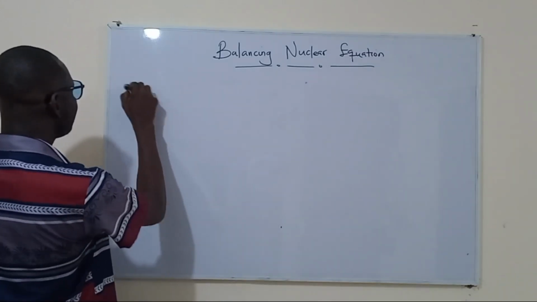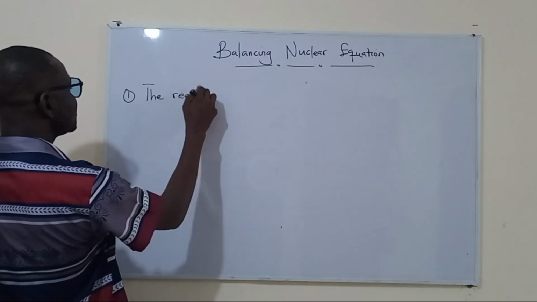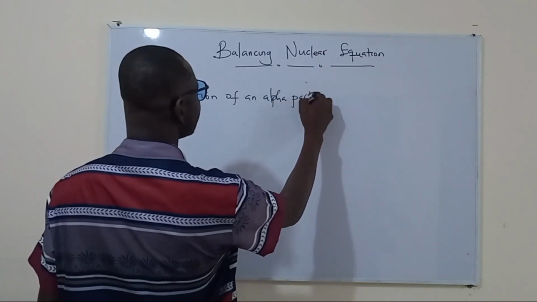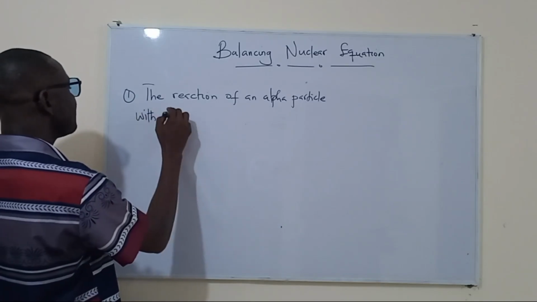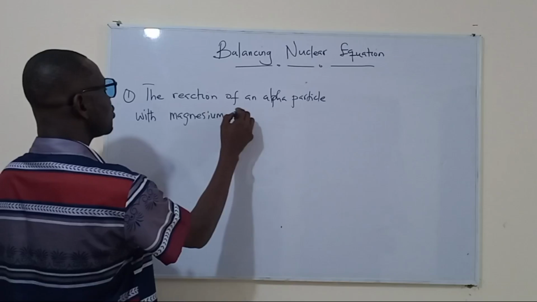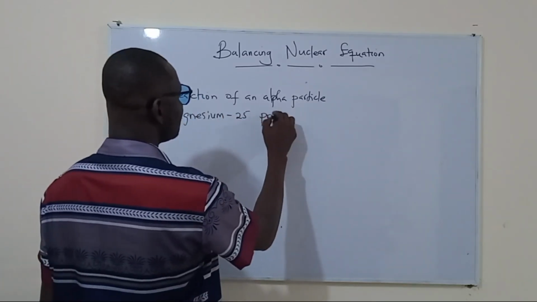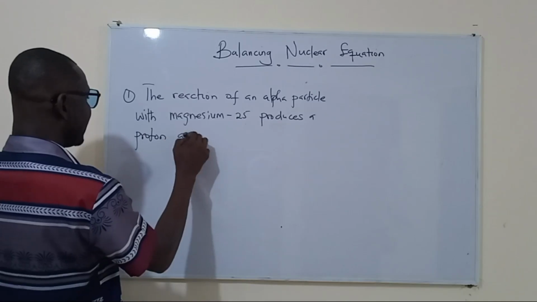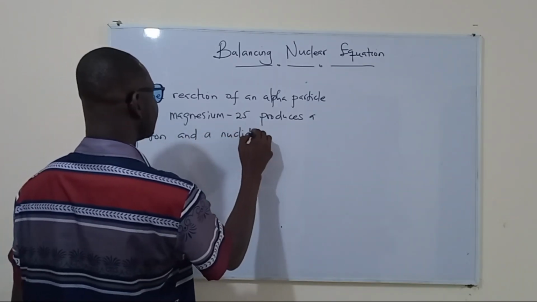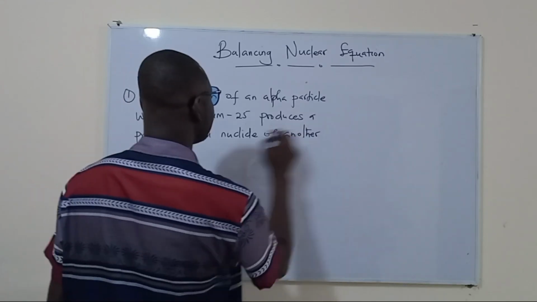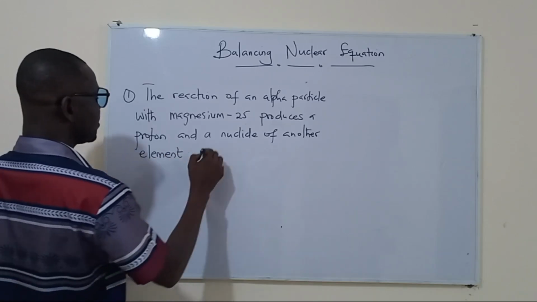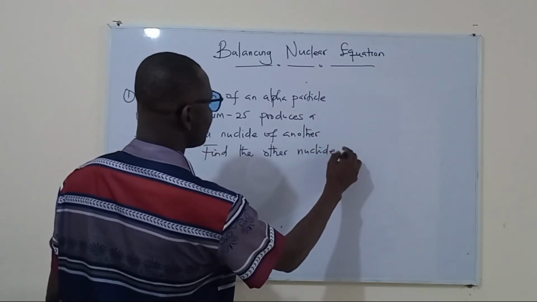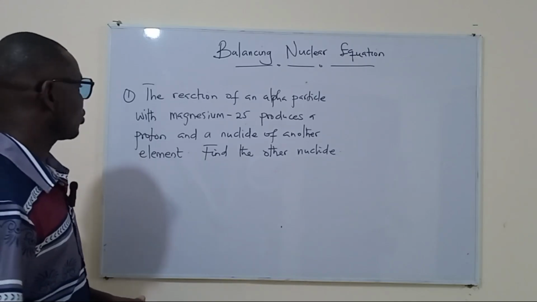Example 1. The reaction of an alpha particle with magnesium-25 produces a proton and a nuclide of another element. Find the other nuclide. Solution.